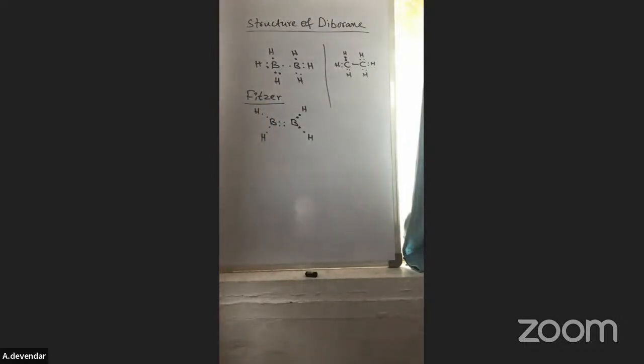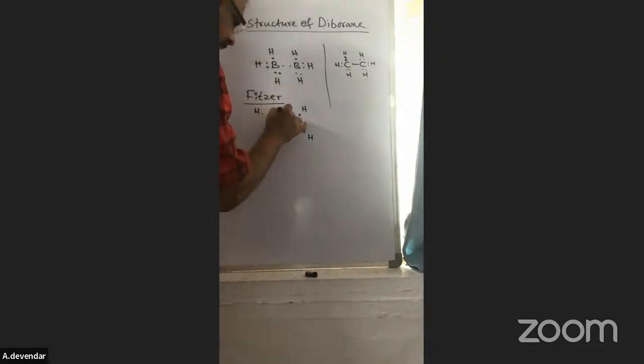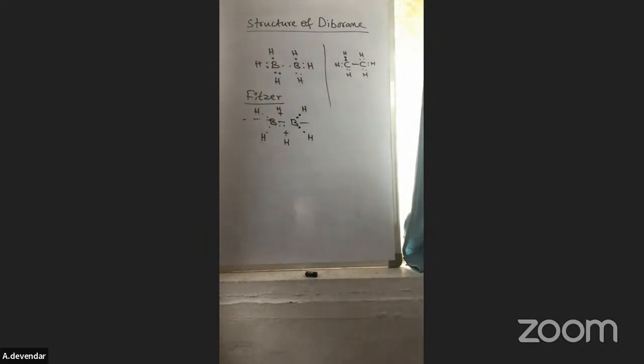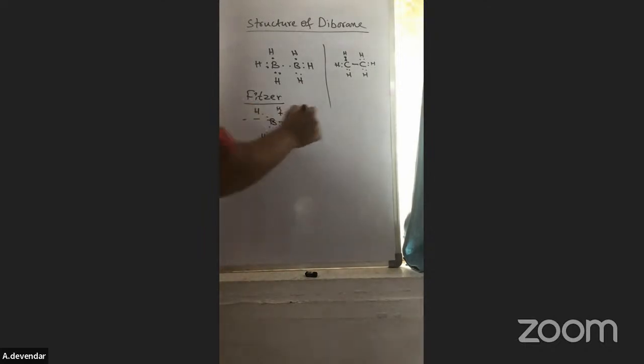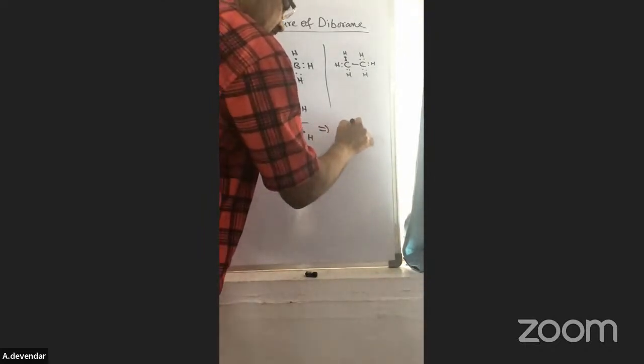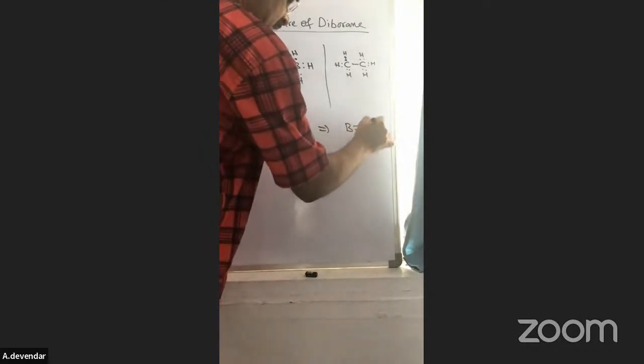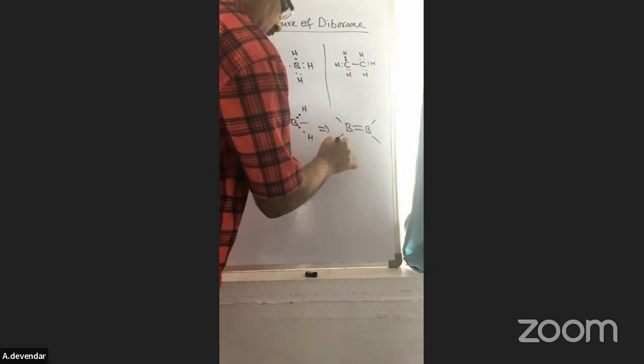And one more electron: where it is located means the hydrogens may be above the plane and below the plane. This is the plane. Above the plane there may be a chance, below the plane also. But unfortunately, Pfizer's structure is discarded. Why? Because it represents like this: two bonds, that means two electrons, four electrons, the bonds are formed.